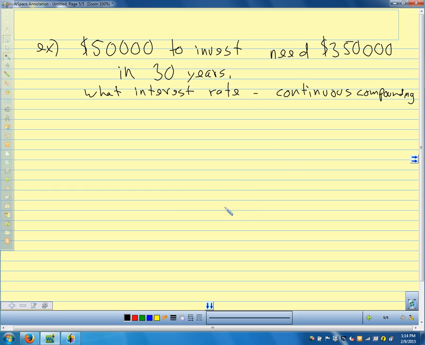So how would we set this one up? What is our $50,000 in our formula? We have A equals P e to the RT. So what's the $50,000? That's our principal. This is P. What is the $350,000? That's A. That's the amount that we want to get. And the 30 years? T.